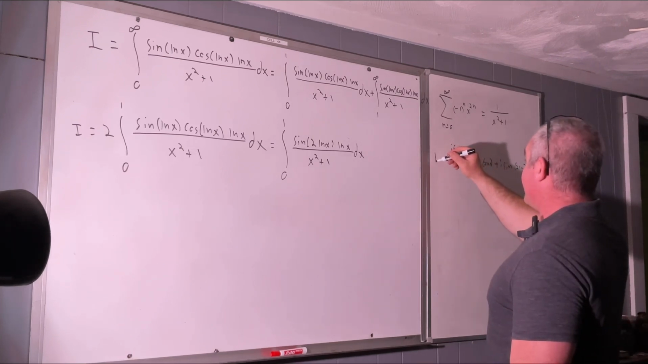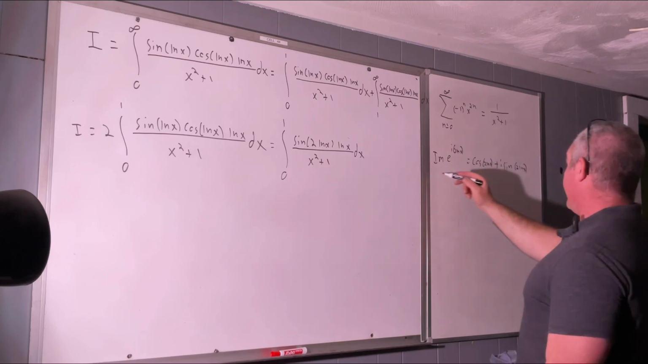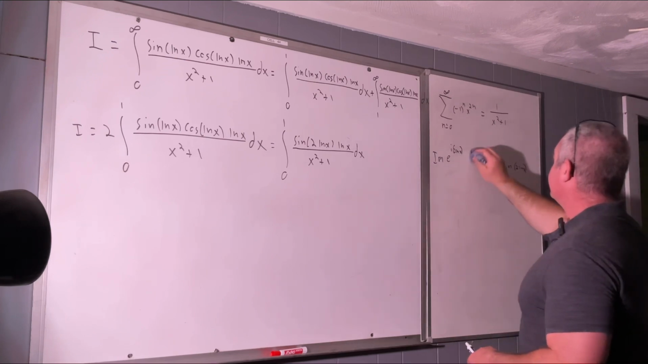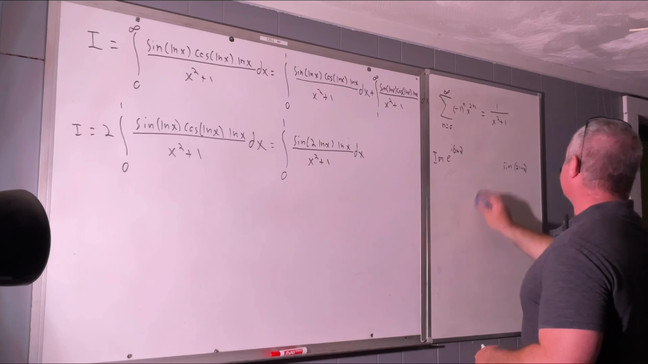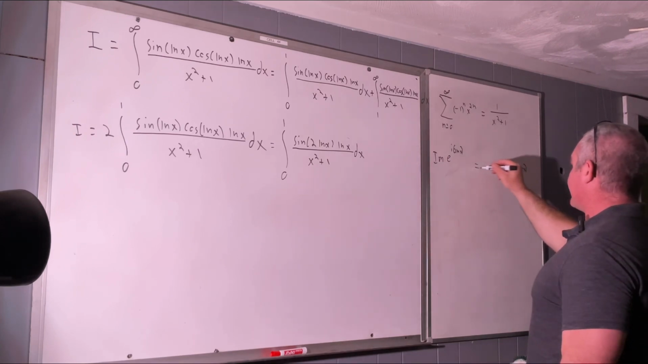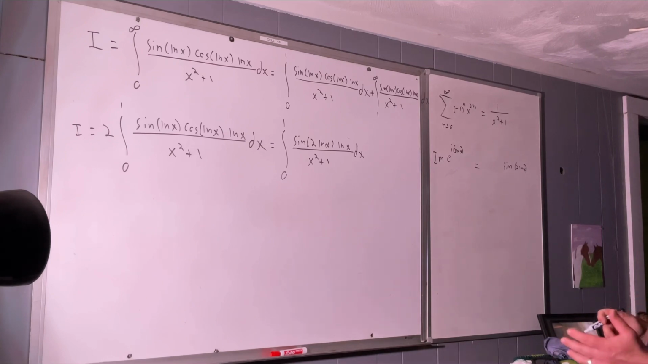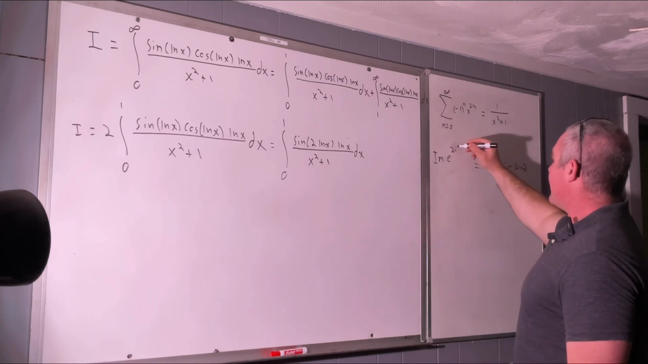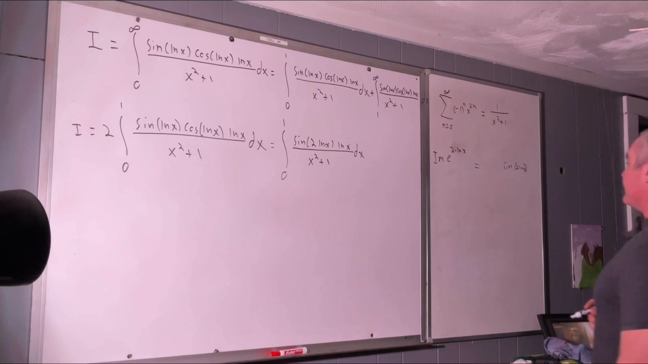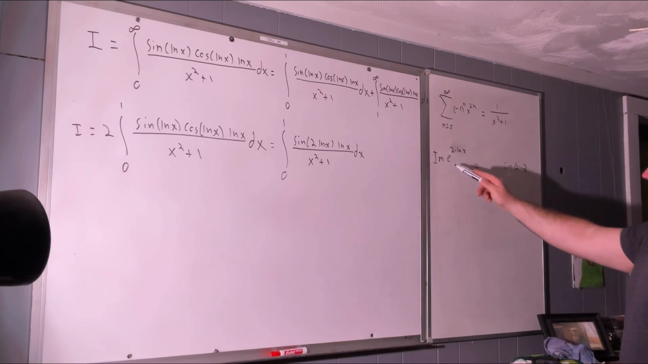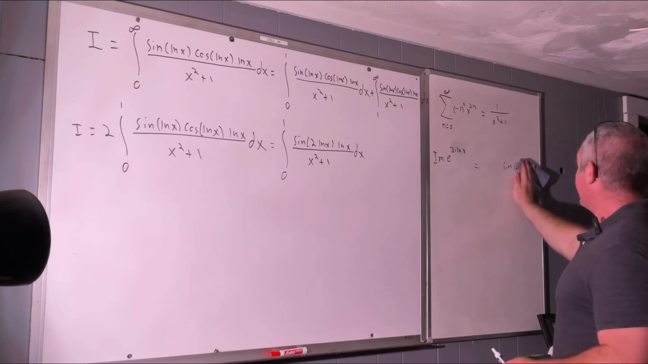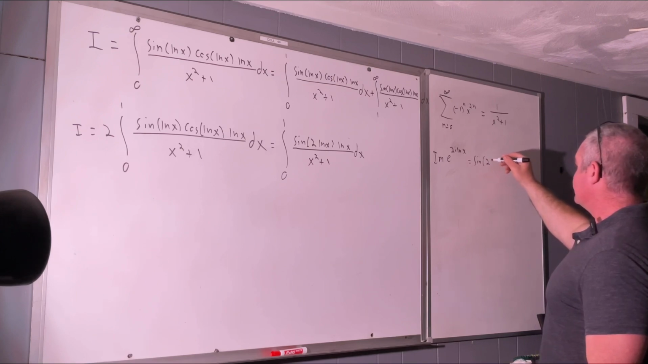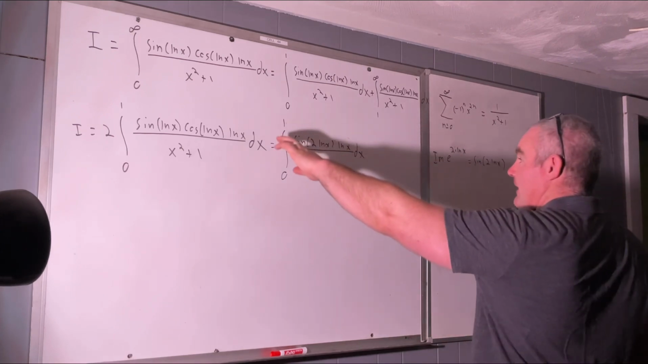So taking the imaginary part of this will make the real part of the right-hand side drop out. So we can just say that these two things are equivalent. The imaginary part of e to the 2i natural log x is equal to sine of 2 natural log x. The imaginary part of this is equal to this. Okay, and that's exactly what we have there.